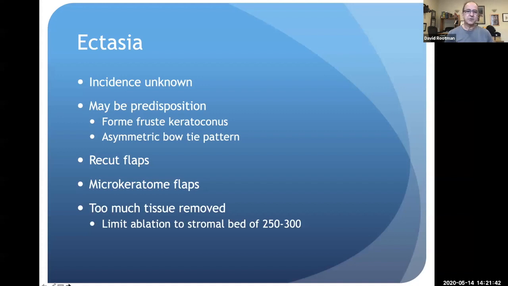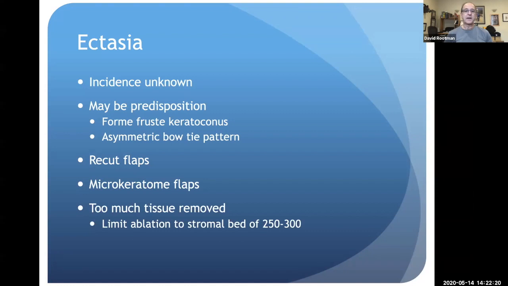And there are also some surgical risk factors. You can have recut flaps, microkeratome flaps. I believe, although I don't think we have any data to prove it, that microkeratome flaps are perhaps a higher risk for ectasia because we simply can't control the shape and the thickness of a microkeratome flap. The standard deviation of cutting with the microkeratome is much higher than it is with femtosecond laser.